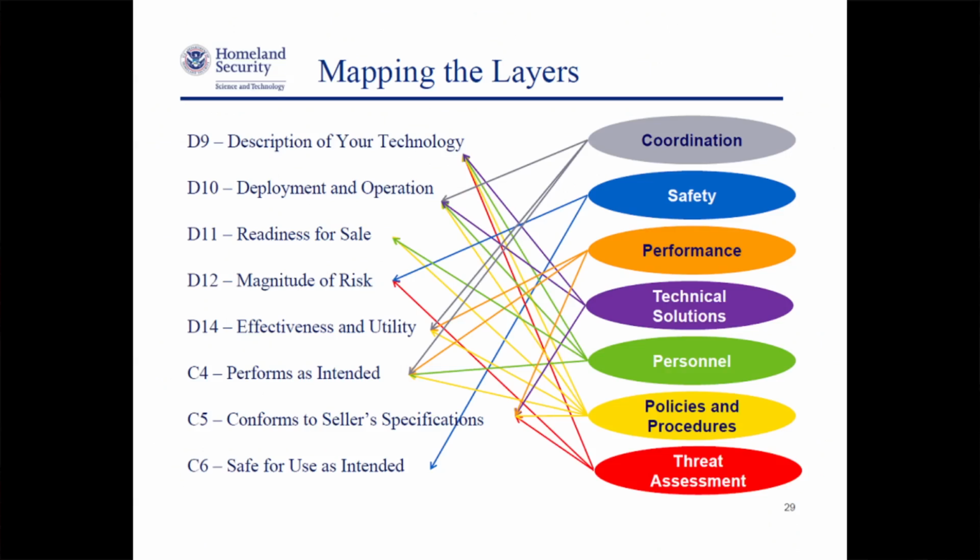Item D11 asks you about your readiness to deploy the technology. Sure, you may have deployed it in the past, but how do you ensure you can continue to deploy it tomorrow? Your policies, personnel assets, and training programs can support this with your documented processes for hiring and vetting.